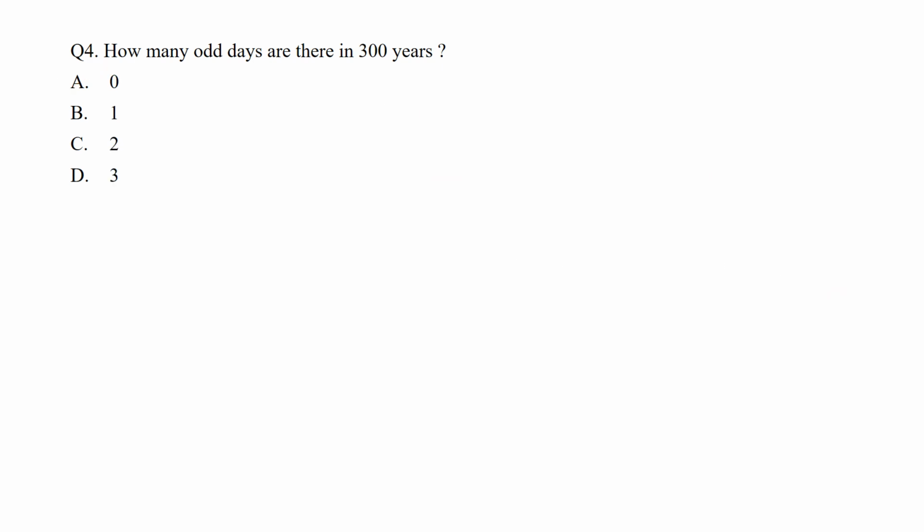Let's solve another question, which is the number of odd days in a period of 300 years. So in a period of 100 years you have 5 odd days. So 5 plus 5 plus 5, which is 15. 15 divided by 7, you will get remainder as 1. So the number of odd days in a period of 300 years is 1.